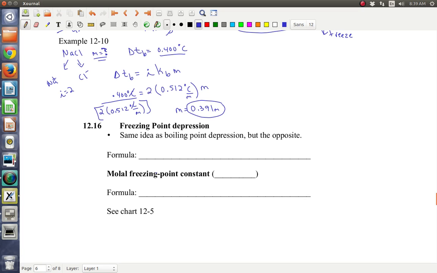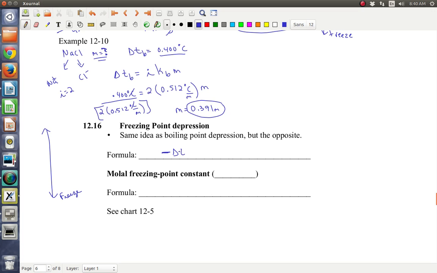All right, freezing point depression is, remember I told you the boiling point goes up and the freezing point goes down. Freezing point depression formula is a little bit different than the book as well, so you must use this one.